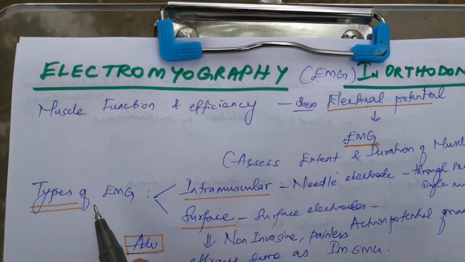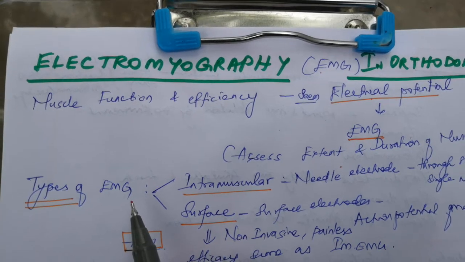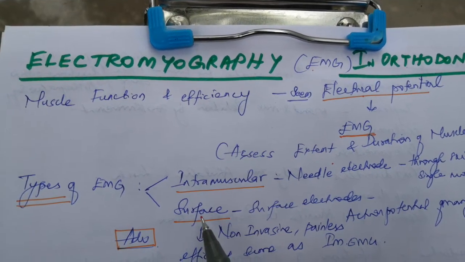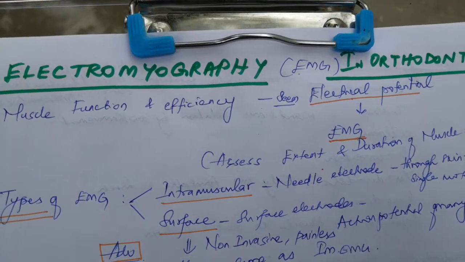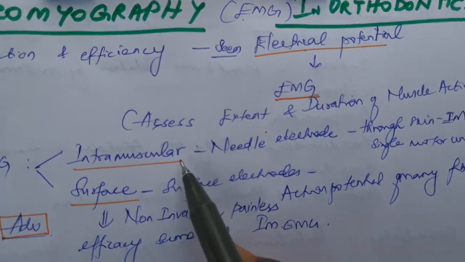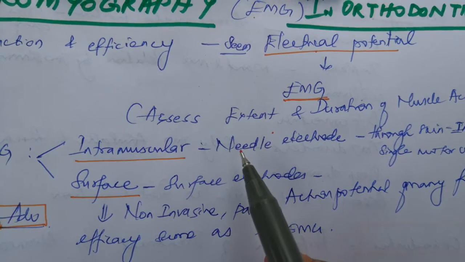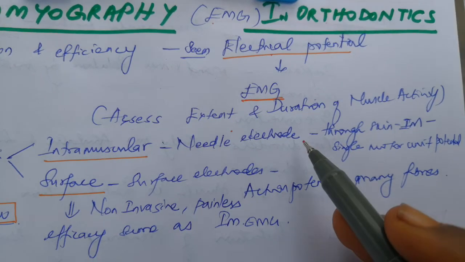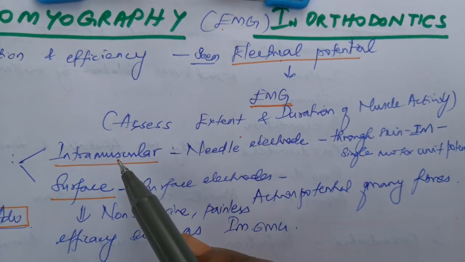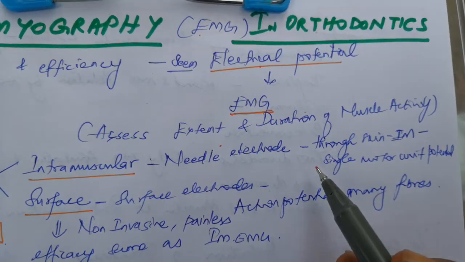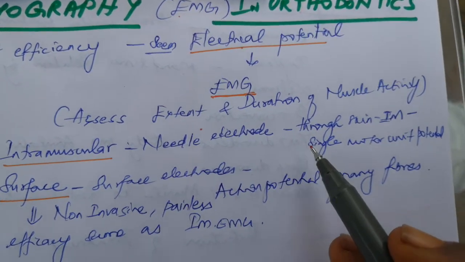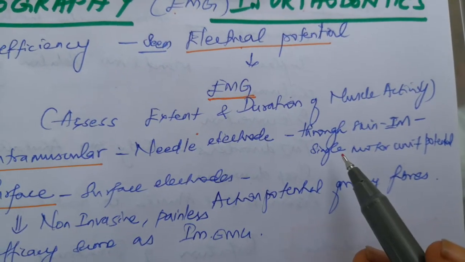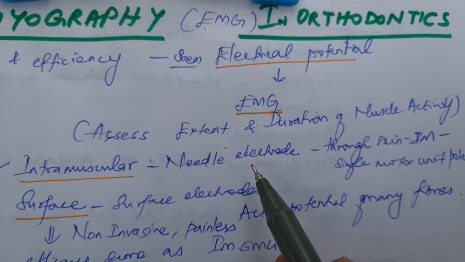Okay, and the types of electromyography. First is the intramuscular one and the second is surface electromyography. In intramuscular electromyography, we use a needle electrode which is inserted through the skin into the muscle. Hence it is called intramuscular, and it assesses the electrical potential of a single motor unit. Okay, it is a painful procedure.